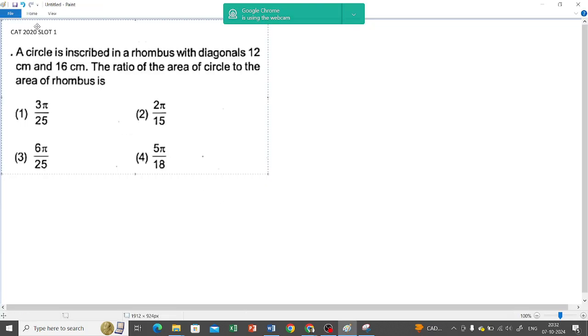So let us try out this sum. Let us try it out. A circle is inscribed in a rhombus with diagonals 12 centimeter and 16 centimeter. Find the ratio of the area of the circle to the area of the rhombus. So let me draw the diagram.